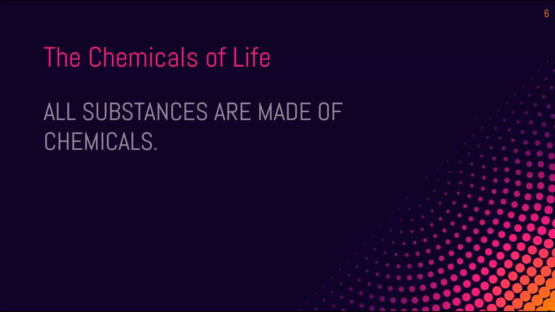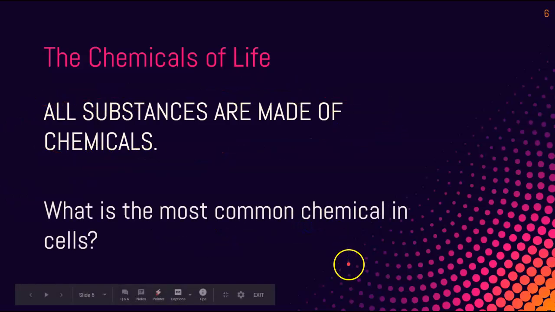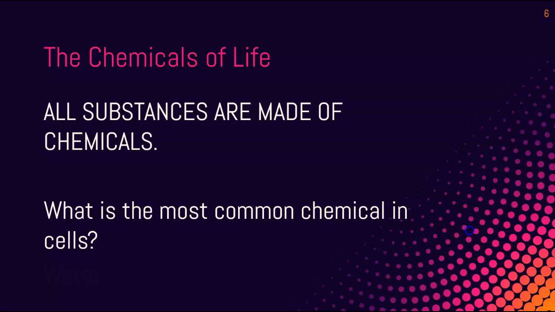The chemicals of life. All substances are made of chemicals. What is the most common chemical in cells? Water. Water is the most common chemical in cells. Now, this is review. What is water made of? Anybody know? Well, water is made of hydrogen and oxygen.